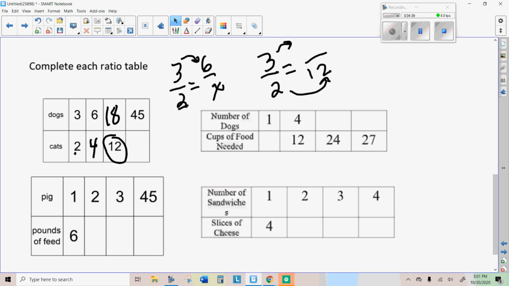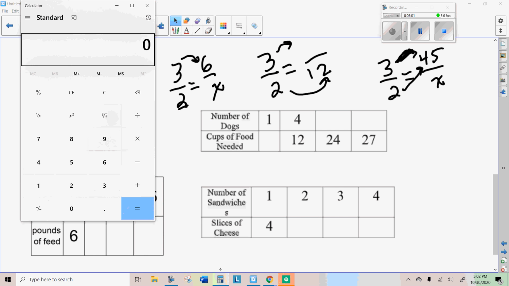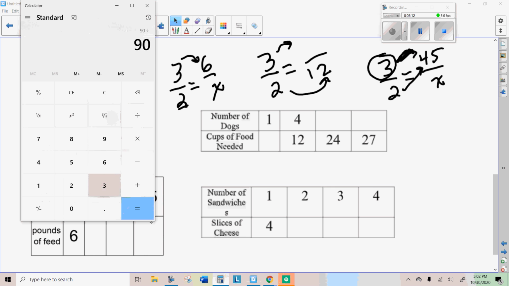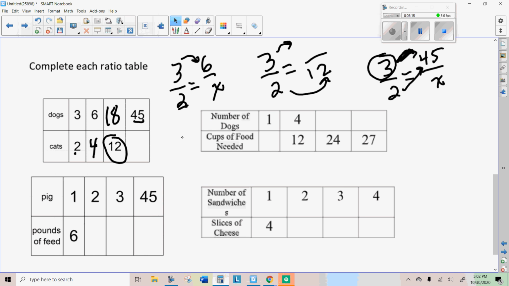And one more. We have 45 dogs in this one. So if we do 3 over 2 equals, put the dogs on top with the 3. And then we're missing this one. Well, remember the other way you can solve a proportion too is I could take 2 times 45. So multiply across. That gives us 90, and then you divide by the other number, 3. So 90 divided by 3 equals 30. Okay, so that's how you fill those in.